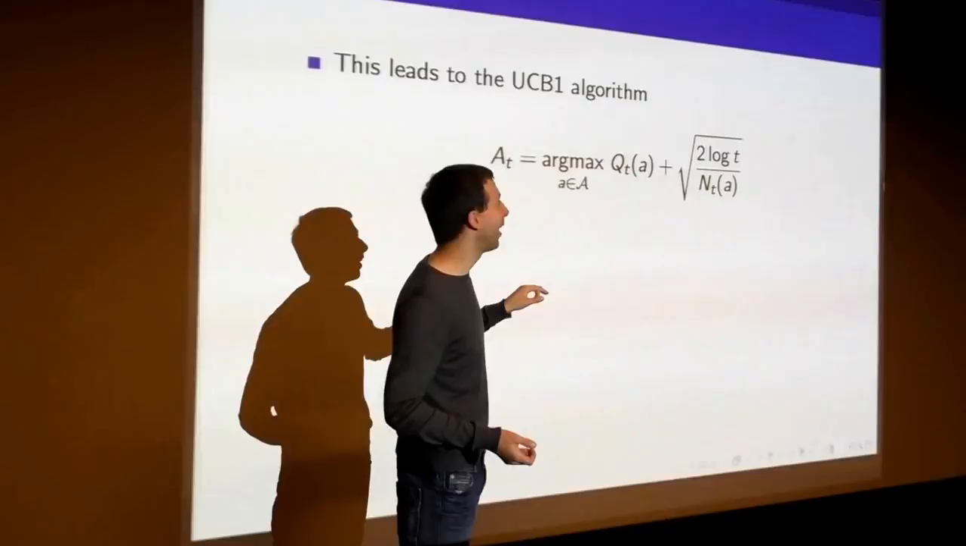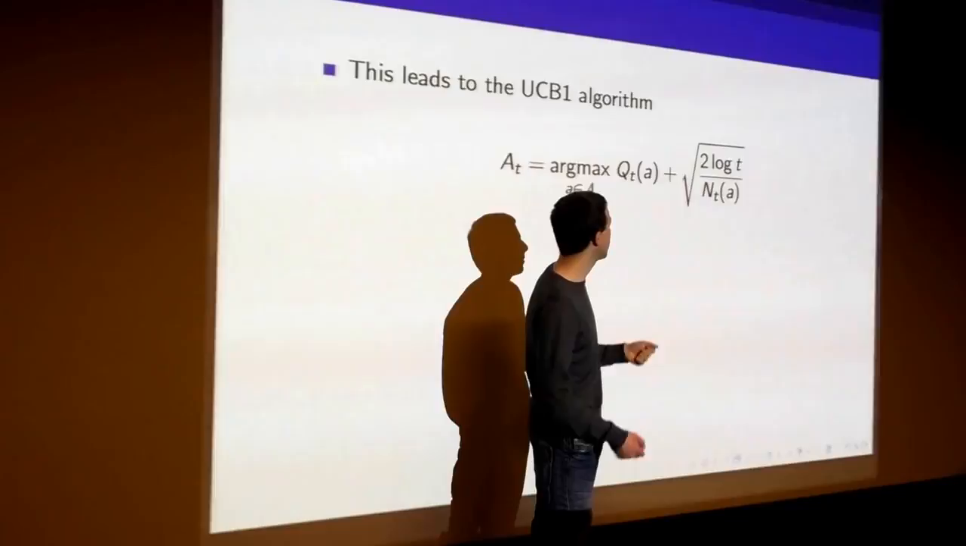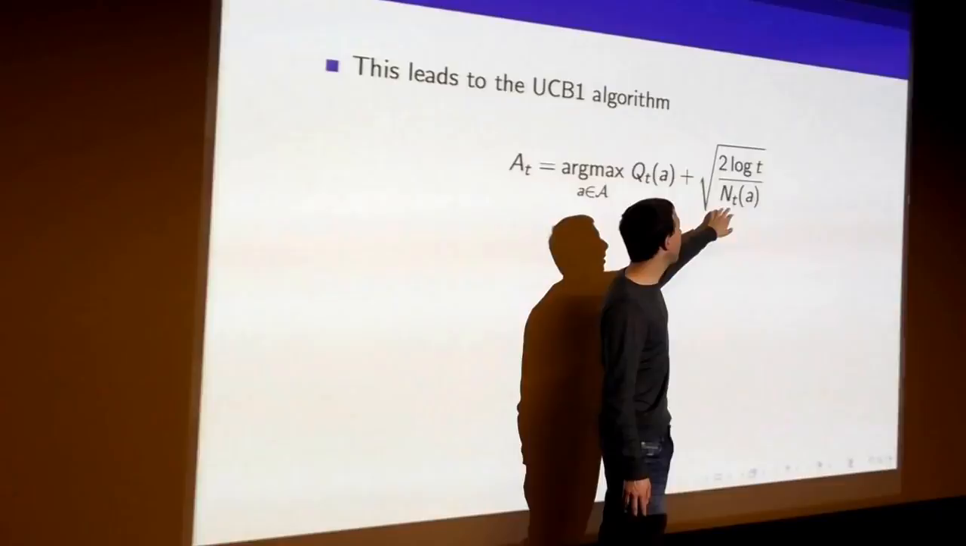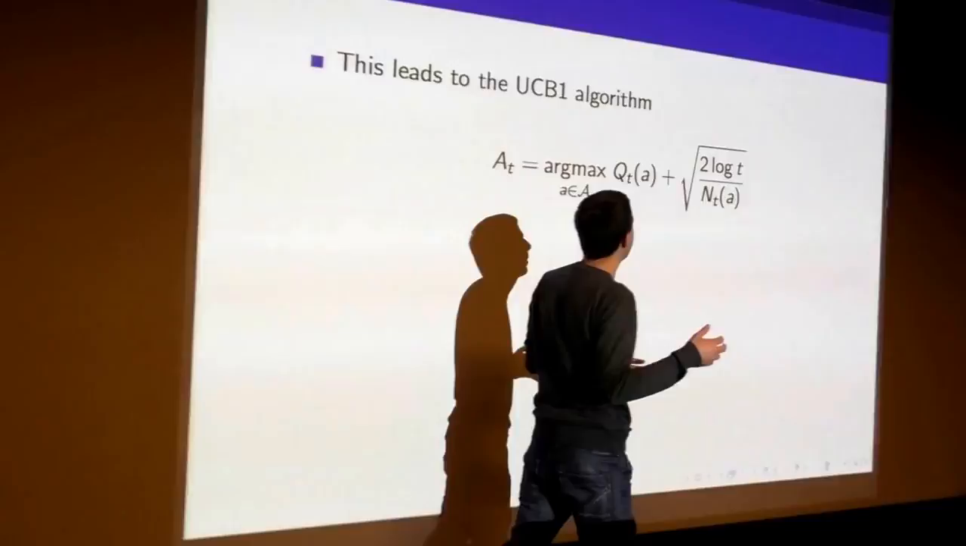But the basic idea is that at every step, you estimate your Q values by taking this Monte Carlo estimate in the usual way. So you just take the empirical mean of everything you've seen so far. And then you add this bonus term on that only depends on the number of time steps, the total number of pulls of all of your arms, and the number of times you've pulled this arm. That's all it depends on. You add on this bonus that depends on those two things, and you pick the action with the highest total value.